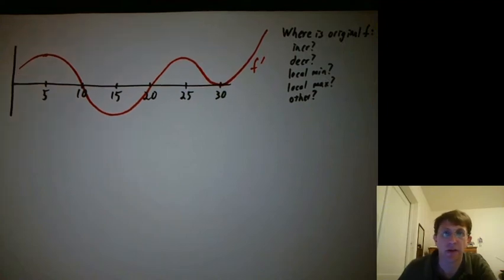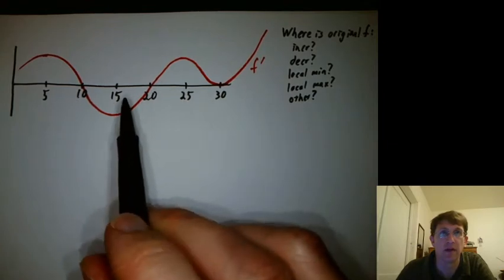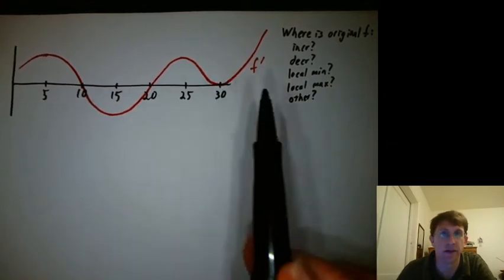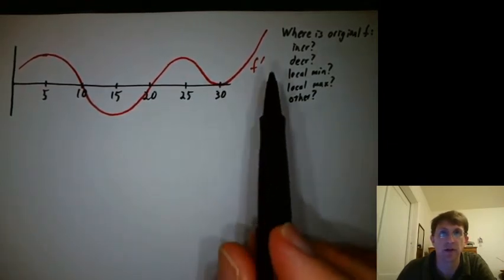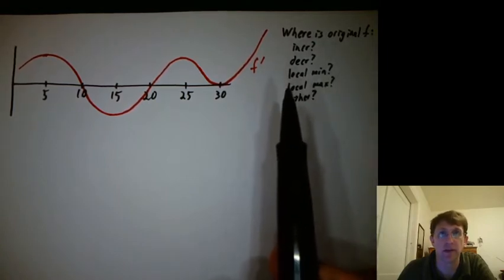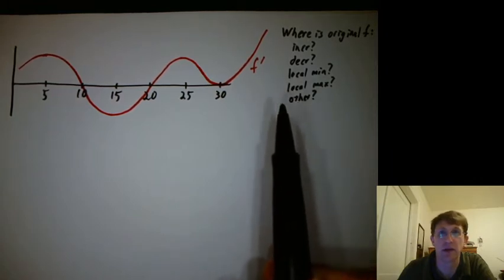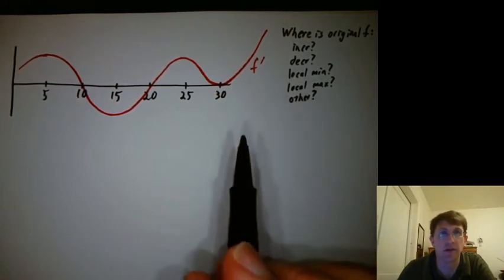All right, here's a more complicated practice problem. Here's a graph of f prime and some nice landmarks to judge things against. So we're asking, where's the original f increasing? Where's the original f decreasing? Where does the original f have a local min? Where does the original f have a local max? And is there anything else interesting going on?